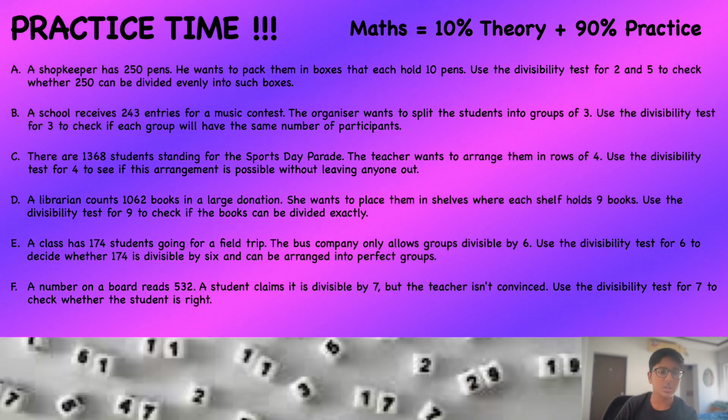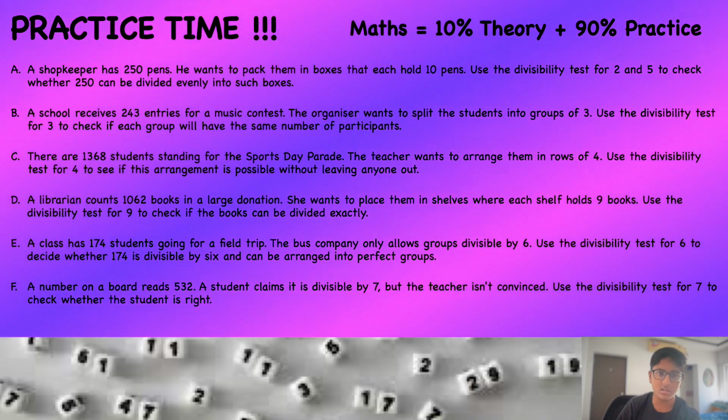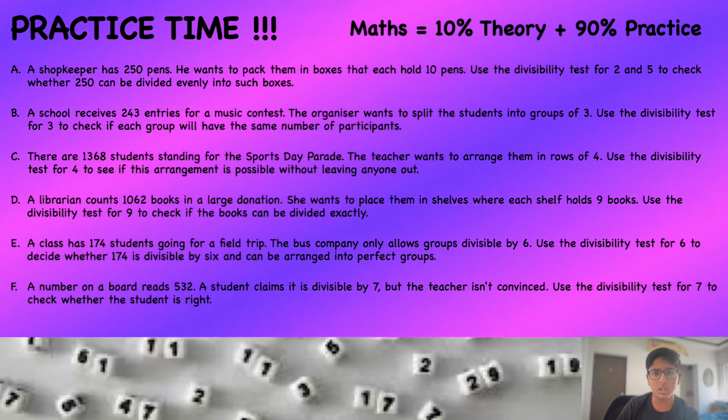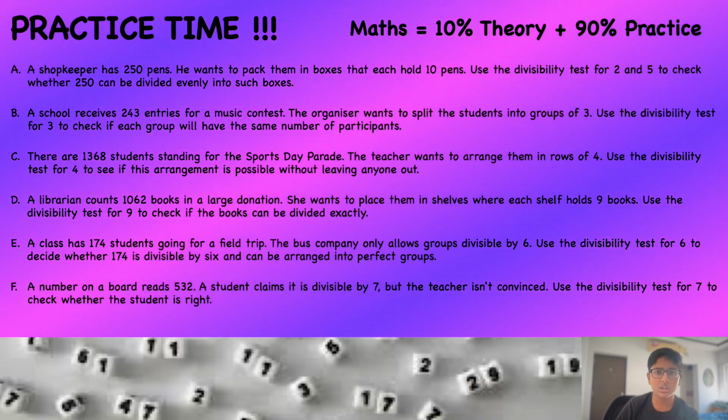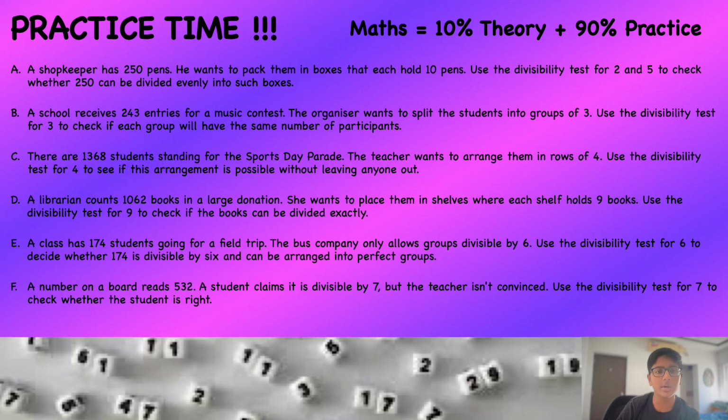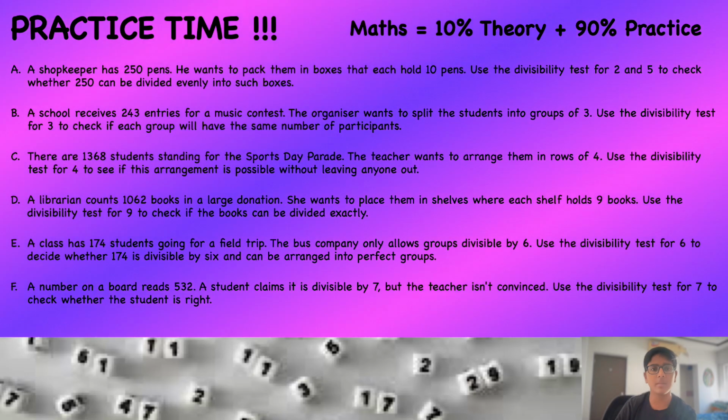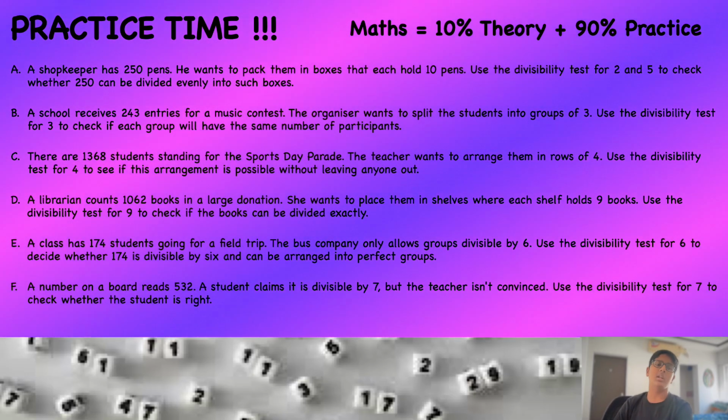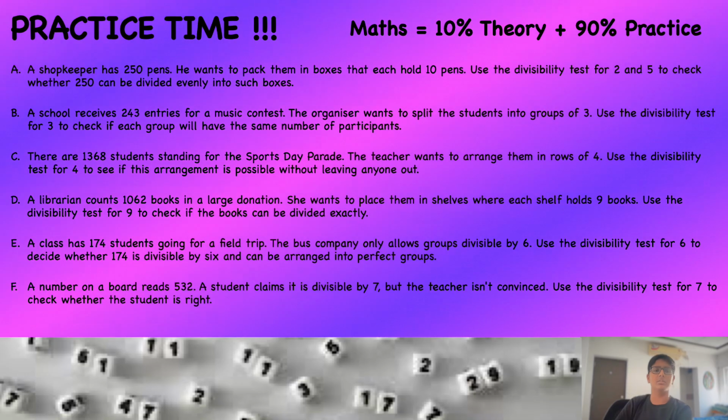Now, the first question. A shopkeeper has 250 pens. He wants to pack them in boxes that each hold 10 pens. Use the divisibility test for 2. 0 is even, so it can be divisible. And for 5, the last number is 0, so it can be divisible.